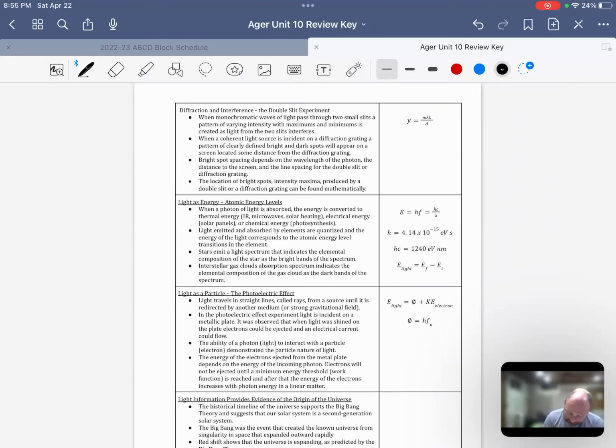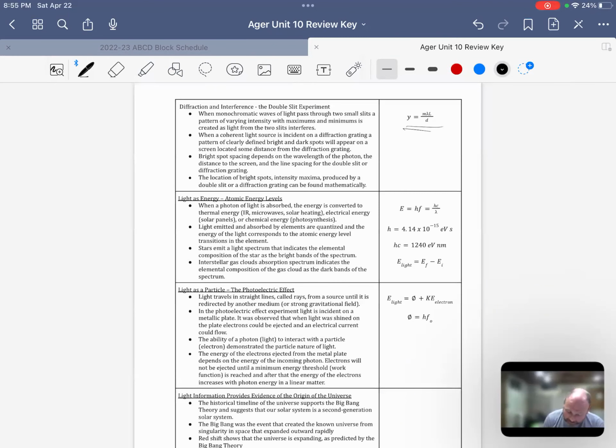And then on the next equation sheet, we get to diffraction and interference. This is that spreading out of light. This is the key equation you need to know for that. And again, remember, that's the kind of spacing between those dots there for the different pattern there.